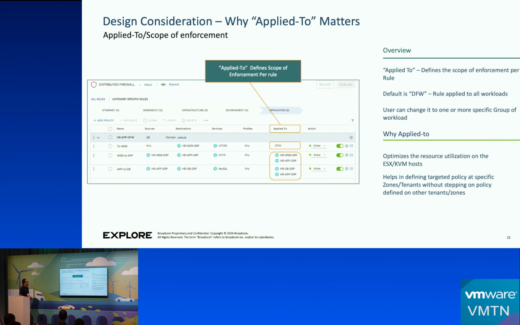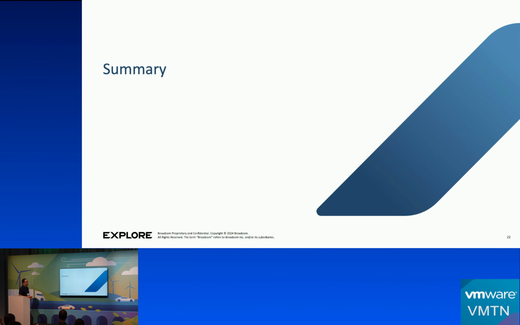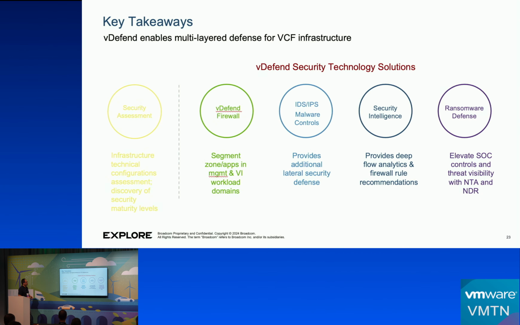With that, the summary. The key takeaways: start with building a strong foundation. Attackers compromise your environment by leveraging vulnerabilities. You want to do a proper security assessment based on your technical configurations of the infrastructure, like how your vSphere is configured, because an attacker can only compromise ESXi or the hypervisor through vCenter, for example. You want to make sure you have a proper assessment of the security maturity levels of all your workloads.